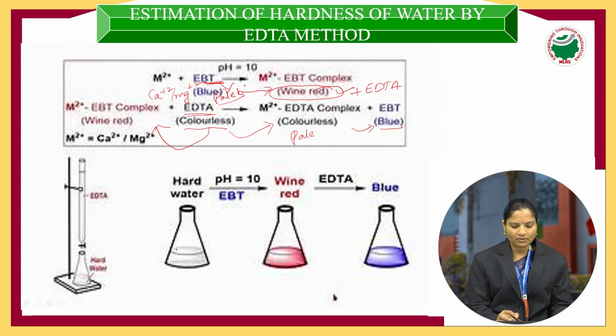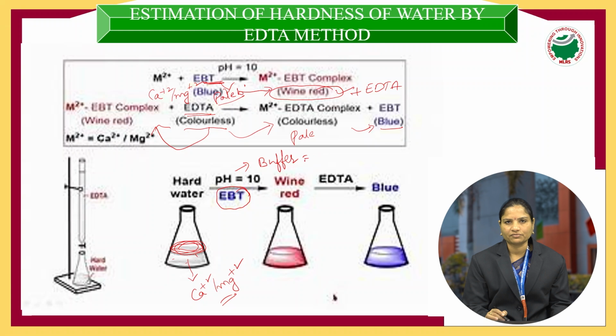Here, first we take hard water in a conical flask, which has calcium or magnesium ions. Then we add the EBT indicator, and we also add a buffer solution. What is the buffer and why are we adding it? The buffer composition is NH4Cl plus NH4OH, ammonium chloride and ammonium hydroxide. Why are we adding this buffer solution? To maintain the pH.